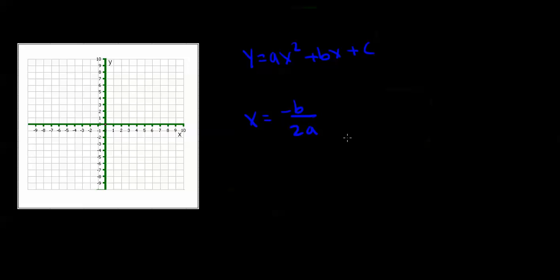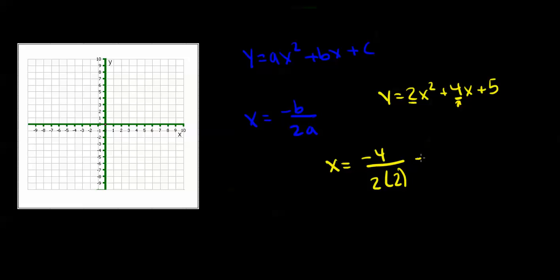So let's look at an example. We have the equation y equals 2x squared plus 4x plus 5. So we can just plug the information into our equation. So we get x equals -b, and we can see that b right now equals 4. So -b would be -4. And then we have 2a, so basically 2 times a. And in this case, a is 2. So 2 times 2. And that leaves us with -4 over 4. And when we simplify that, we get x equals -1, which is the axis of symmetry.